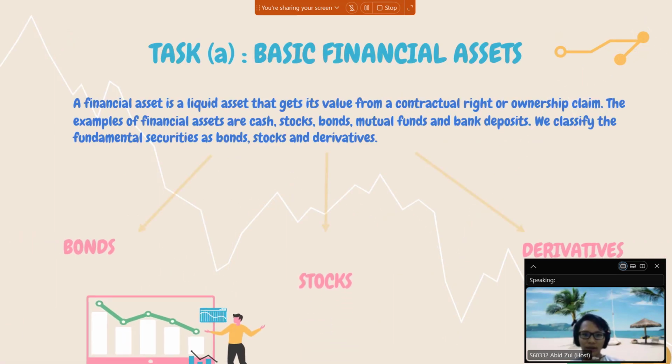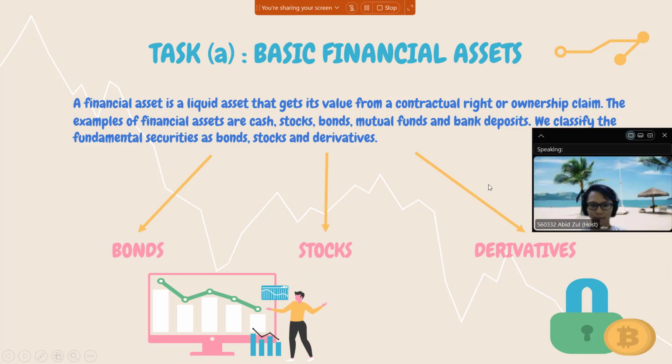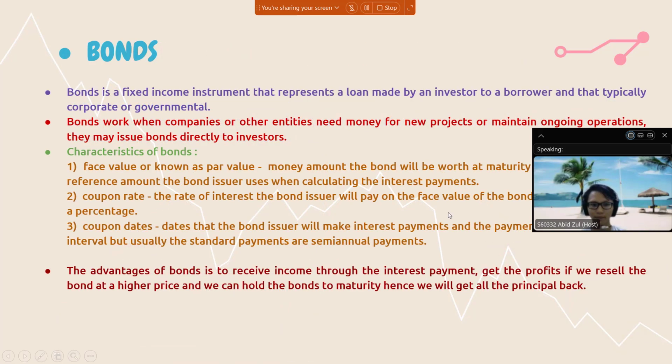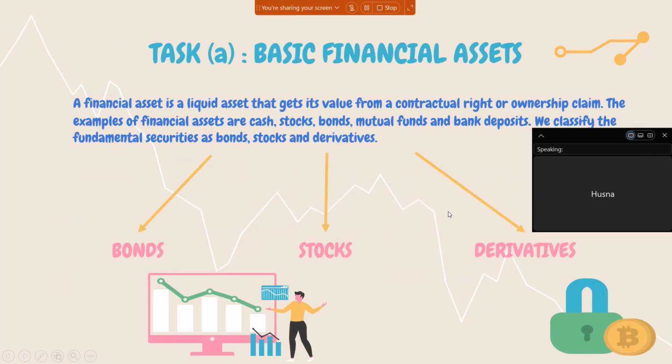Task A, basic financial assets. A financial asset is a liquid asset that gets its value from a contractual right or ownership claim. Examples of financial assets are cash, stock, bond, mutual fund, and bank deposit. We classify the fundamental securities as bond, stock, and derivative.